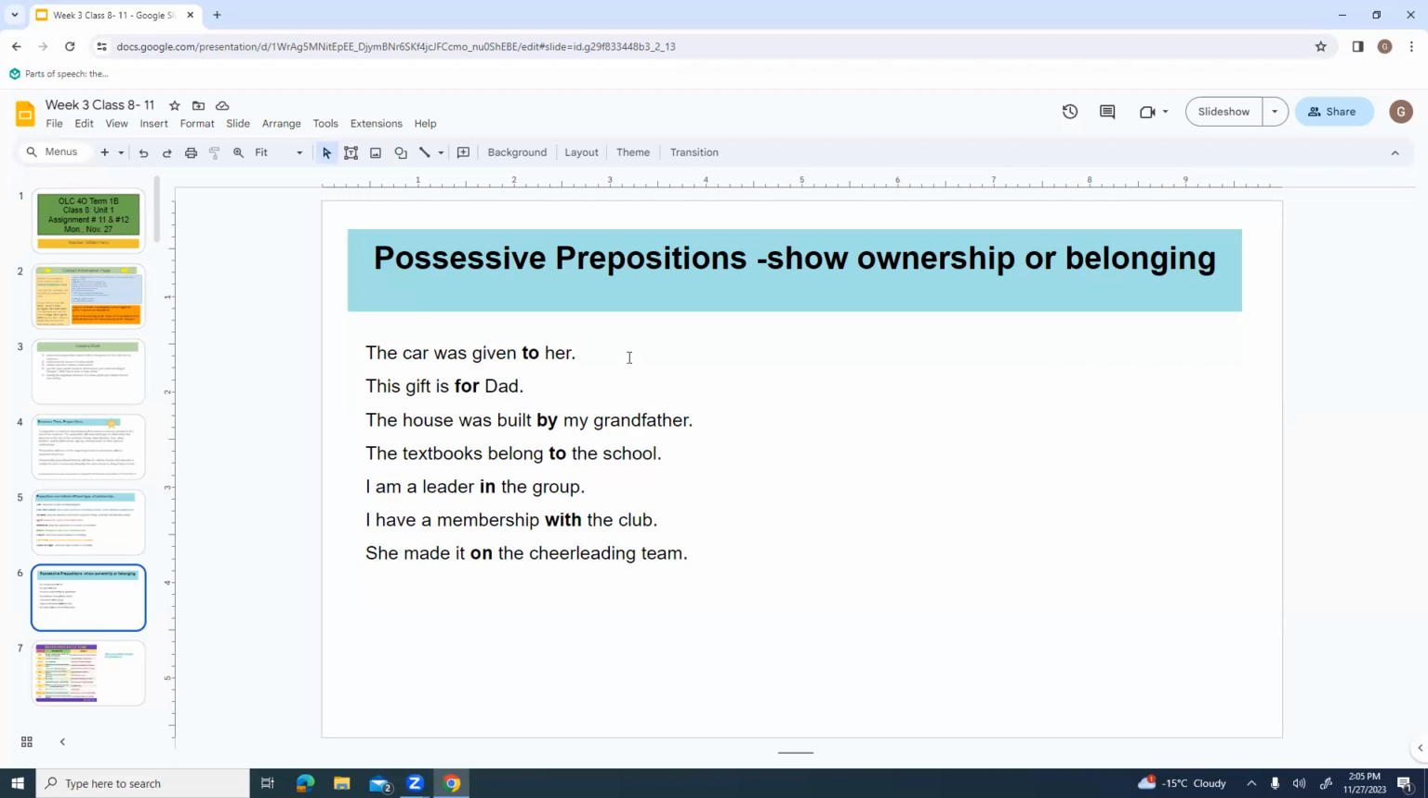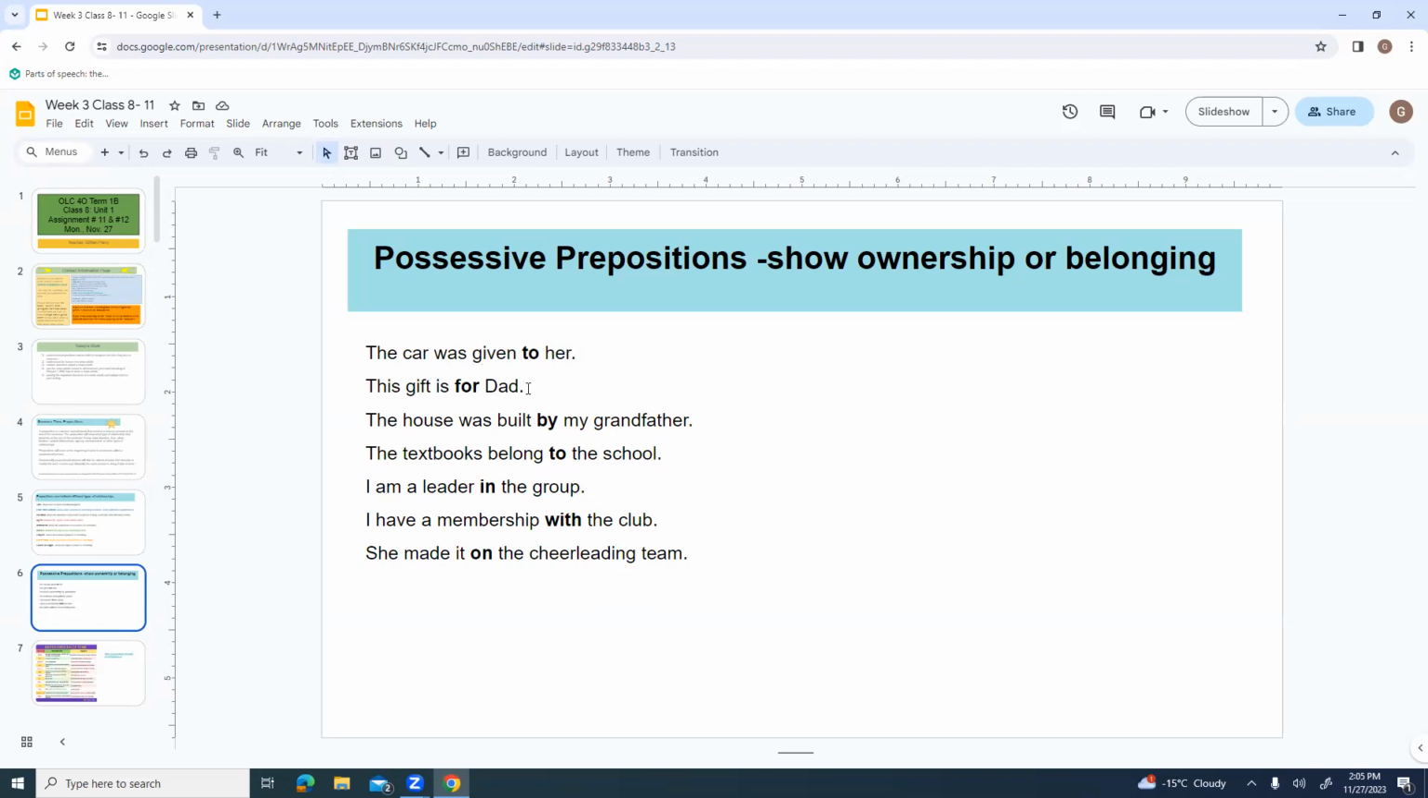Now, it's difficult for me to say, okay, here's the only prepositions that show that, because you can see here, certainly different kinds of prepositions can still show the concept of ownership or belonging. Okay, but you can see about the relationship thing. I can't just say the car was given her. I have to say it was given to her.